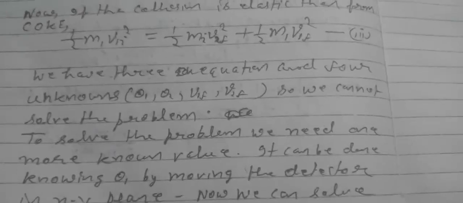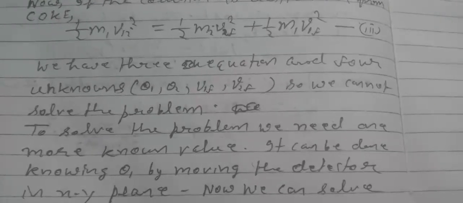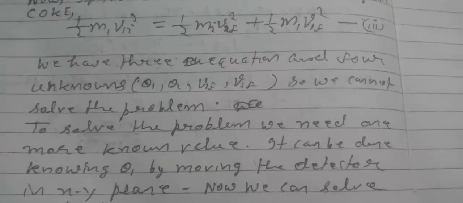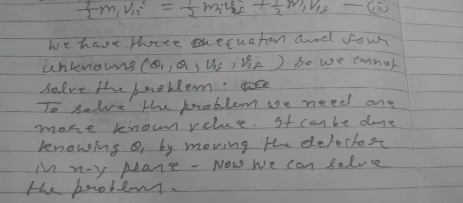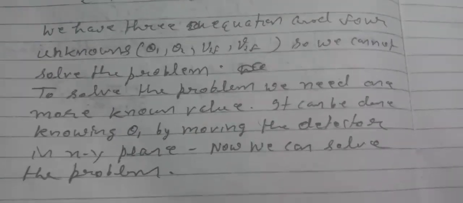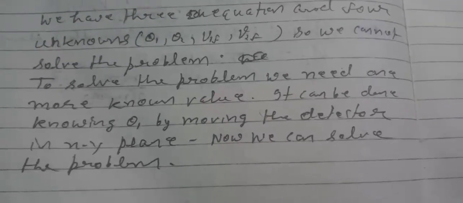We have three equations and four unknowns: theta 1, theta 2, v1F, v2F. So we cannot solve this problem. To solve the problem, we need one more known value. It can be done by knowing theta 1 by moving the detector in the xy plane. Now we can solve the problem.